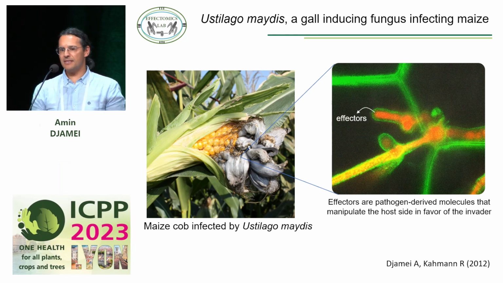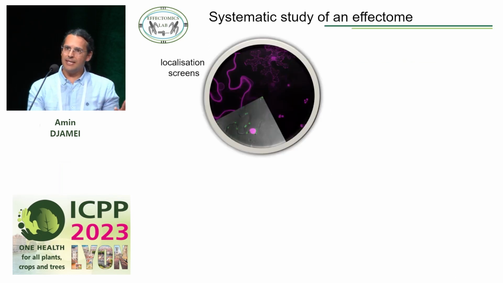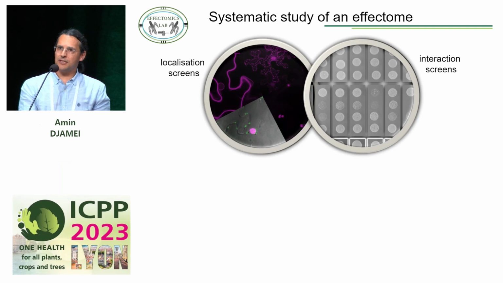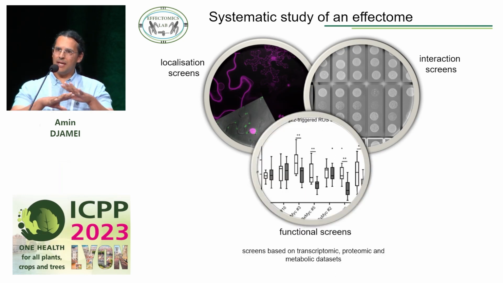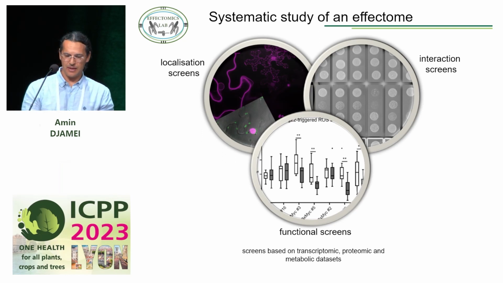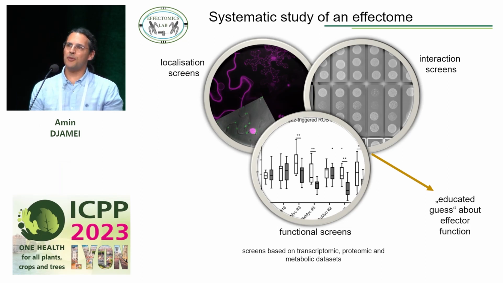We have studied these effectors for 10 years now, as I said, in a systematic approach where we do localization screens, we look at the interaction partners, and we do functional assays and try to overlap these results. I would like to pick out 3 different screens today and show you what we learned from this, and what we learned by overlaying these results, to make an educated guess about effector functions, but also to learn something about the plant immune system.